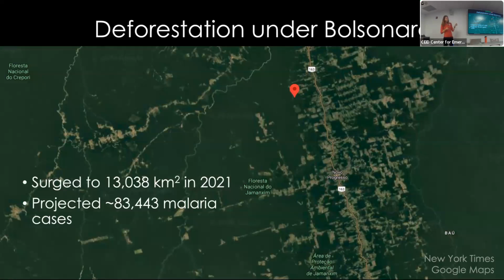What this type of modeling approach allows us to do is to quantify a potential human health impact of that deforestation. So just using our model that we inferred from the previous data, we would expect about 83,000 additional malaria cases because of that deforestation.